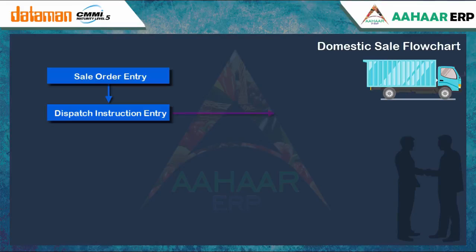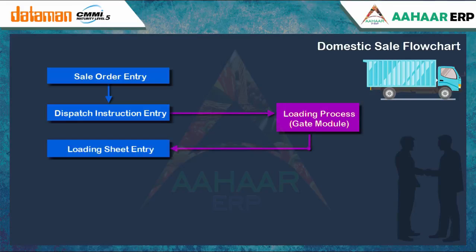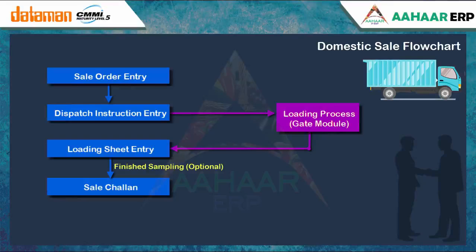After that we need to follow loading process, using gate entry. Then we do loading sheet entry, for loading material. We create sale challan, this is sent along with the shipped goods. Then we create sale invoice entry, for accounting and also to track which employees make sales, and the items they sell.